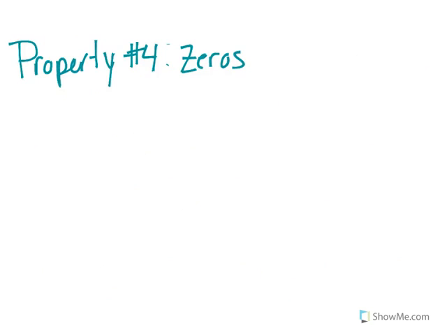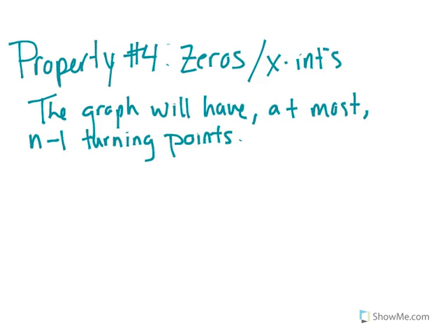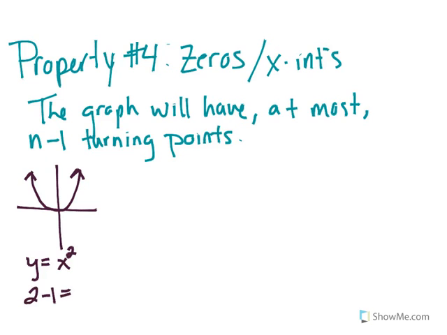And we have one more property to talk about, and that is their zeros. In other words, their x-intercepts. And what this means is that the graph will have at most n-1 turning points. So let me show you what that means. So if we take a look at our parent function x squared, if I take my exponent, which is 2, and subtract 1 from it, I get 1, which means that there's only one turning point in my function. And sure enough, that's all there is.